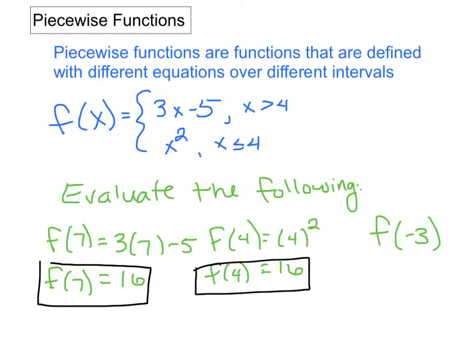And last but not least, f of negative 3. Is that bigger than 4, or is it less than or equal to? That is less than or equal to, so that's going to fit into the second equation. So that's negative 3 squared. Negative 3 squared is 9, so f of negative 3 is equal to 9.